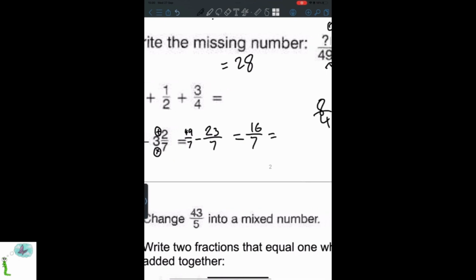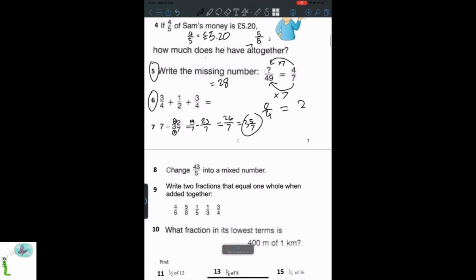And then if you simplify that into a mixed fraction again, which you don't have to, sorry, it should be 26. 26 over 7. And what you'll get is 3, 5 over 7. Bosh.